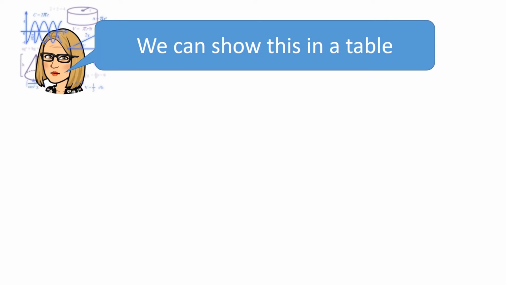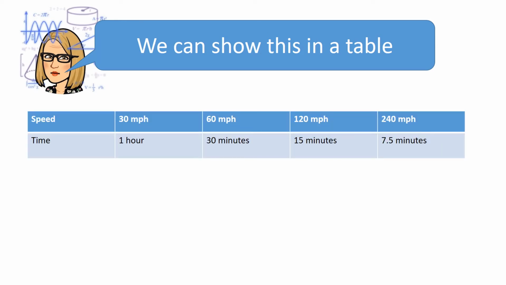We can show this in a table. Along the top row, I've got speed, and in the bottom row, I've got time. So this is my journey to work. And as we've seen, if I'm travelling at 30 miles per hour, then it takes me 1 hour to get to work. If I double my speed, I multiply it by 2, and I'm travelling at 60 miles per hour, then my journey time is divided by 2, and it takes me 30 minutes.